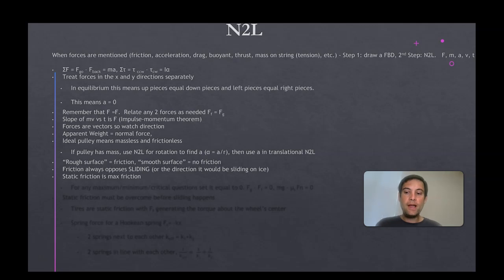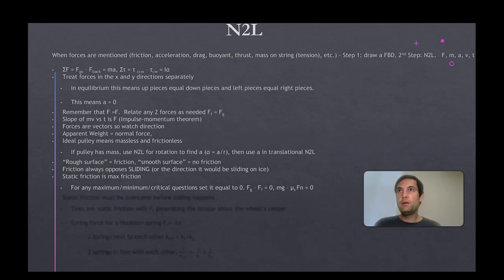Static friction is your max friction. Whenever you see a request for a maximum amount of friction or minimum coefficient of friction or the critical angle, any of those limit questions, we're going to set whatever it is we're doing equal to 0. So it might be your weight force minus your frictional force equals 0. So mg minus mu Fn equals 0, and then you can solve from there. Just remember that maximum, minimum, critical, we're going to set those things to 0.